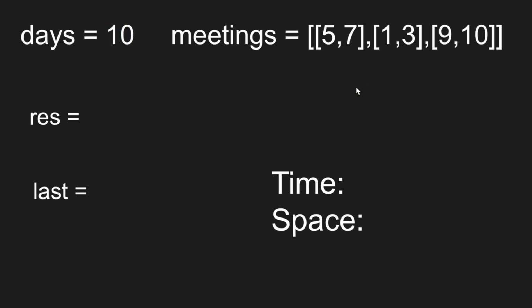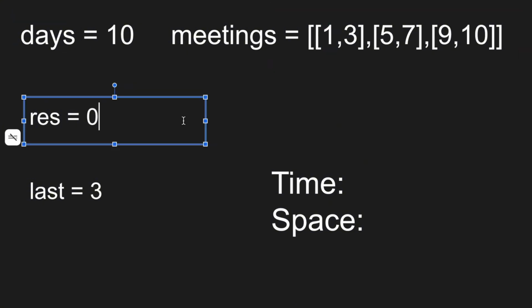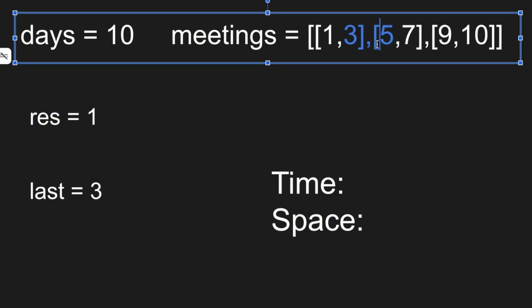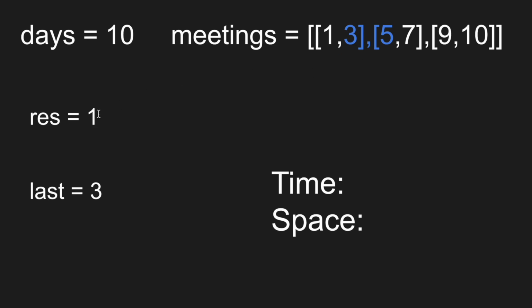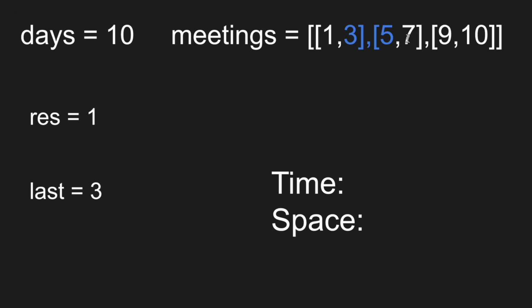So let's go through this example real quick. So first, we need to sort the array. After sorting, we realize that the person has a meeting on the very first day, so we don't need to add anything to result. And the very last day in our iteration currently is day 3, so we put our last as day 3. Now when we iterate to the next element, we see that there's a gap between 5 and last. So we need to increment the result by the gap, which is 1. Now we need to set last to 7 because that is the latest day that we have currently iterated through.